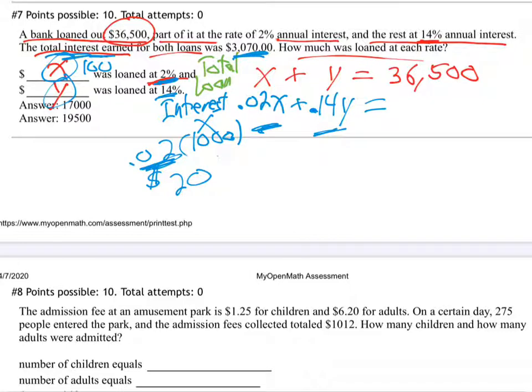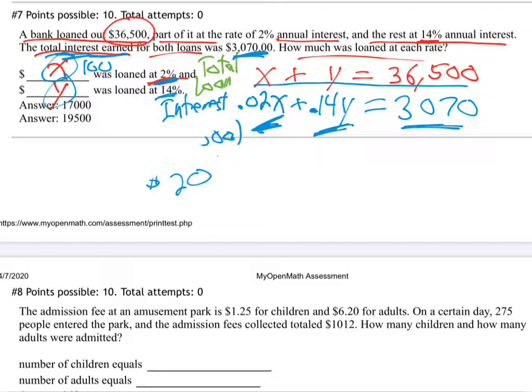The total interest earned for both loans, $3,070. So the total amount of money borrowed, X plus Y, $36,500. The interest from the first part and the interest from the second part, total interest, $3,070. So there's our two equations with two letters. When you get two letters, you need two equations. Okay, now how do we solve two equations, two letters?